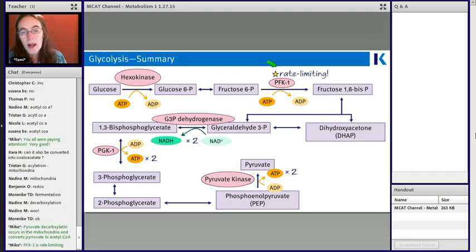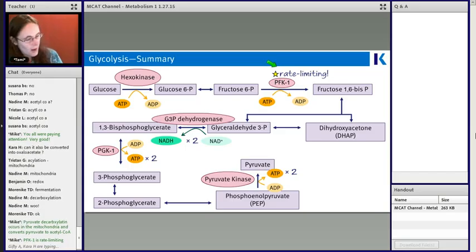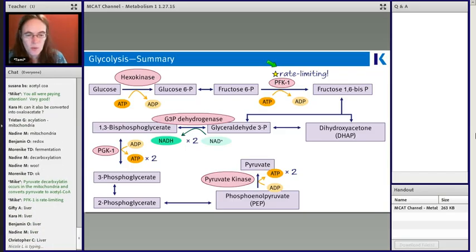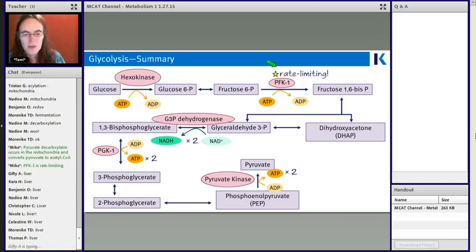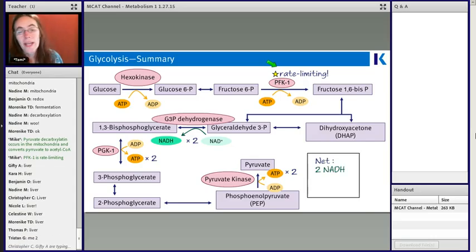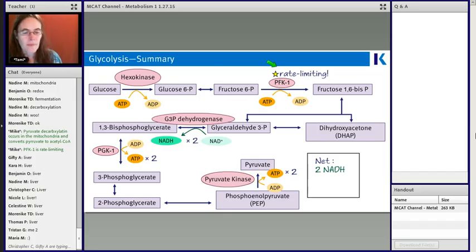That can be overcome in which organ? I can overcome the inhibition of PFK1 in which organ? Yes, my liver is special. I love it. It's my friend. All right, so the net out of this, we get 2 NADH total. That comes from our 2 glyceraldehydes. We get 4 ATP total, but we use 2, so it's a net of 2. And then we get 2 pyruvates. These 2 pyruvates are going to move on.